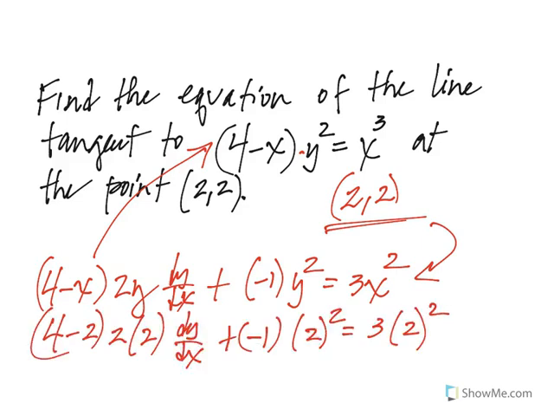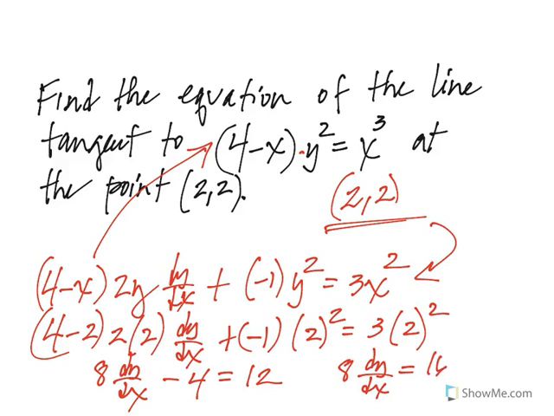And then we're just going to put this all together using PEMDAS. So I've got 2 times 2 times 2. That is 8 dy over dx. That is minus 4 is equal to 12. So I get 8 dy over dx. I'm going to add 4 to both sides. That's equal to 16. So my dy over dx is equal to 2. That is a slope at the point (2, 2). There's too many 2's in this problem.